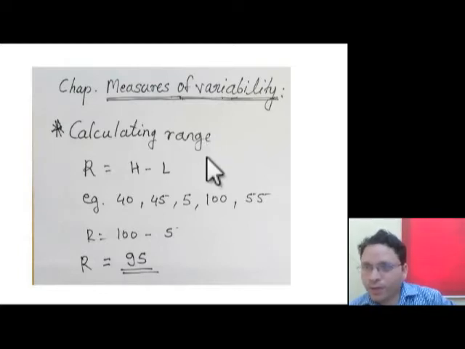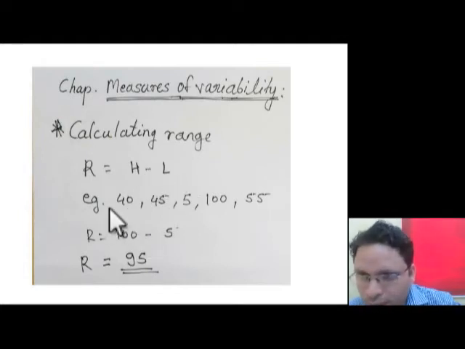So a simple formula: when you get a series of data, to know the range of the given data, the simple formula is R equals H minus L. Sometimes in some books a formula H minus L plus 1 is given, but the simple way is H minus L. Here H is the higher value and L is the lower value.